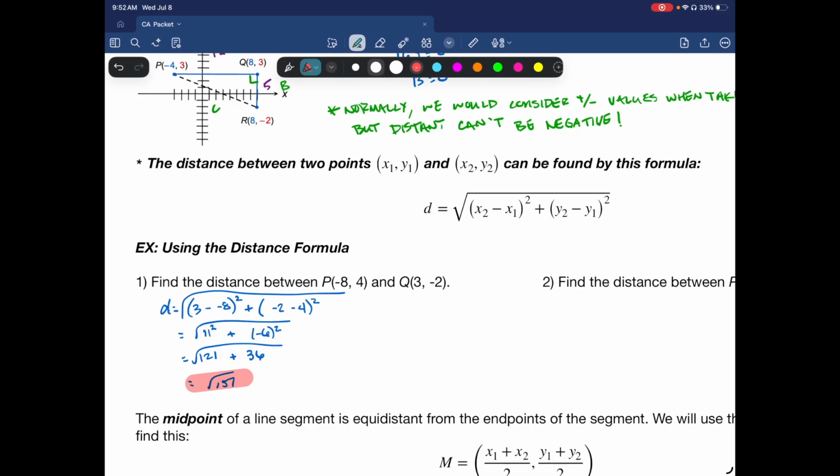You want to leave it as the square root because the decimal of a square root that is not a perfect square is nasty, and you have to cut it off at some point. The square root is the more exact form, and we like exact forms. So that's number 1.